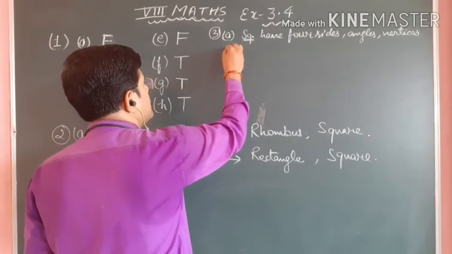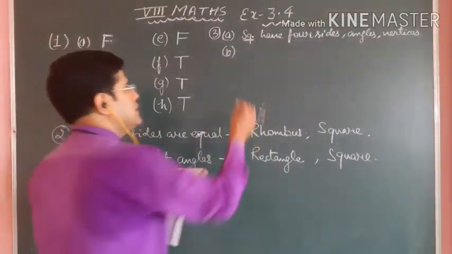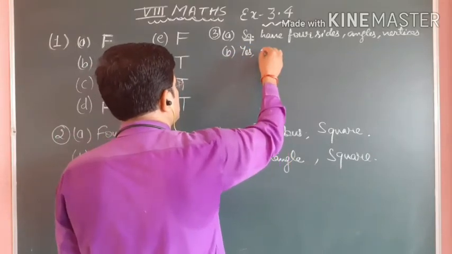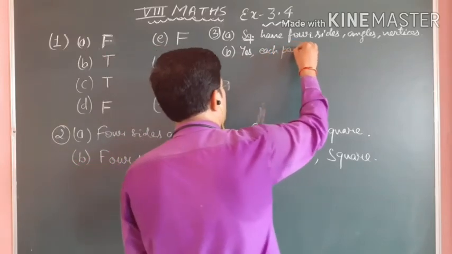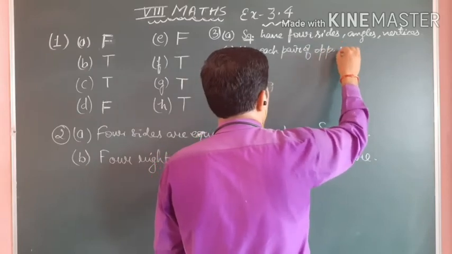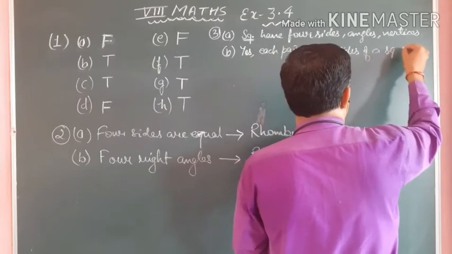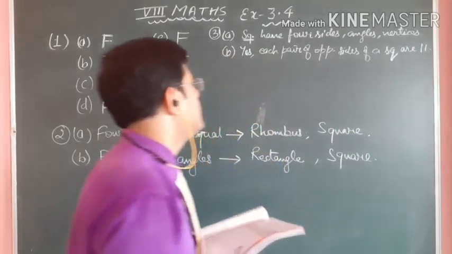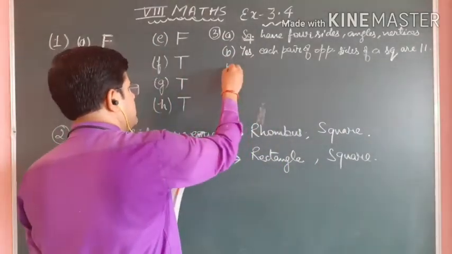Now, B part. Is a square a parallelogram? Yes, a square is a parallelogram. How is it a parallelogram? Because each pair of opposite sides of a square are parallel. Okay, students? Yes, each pair of opposite sides of a square are parallel, so it's a parallelogram.